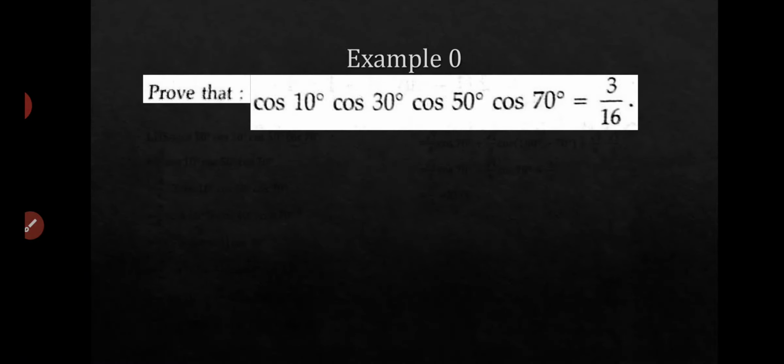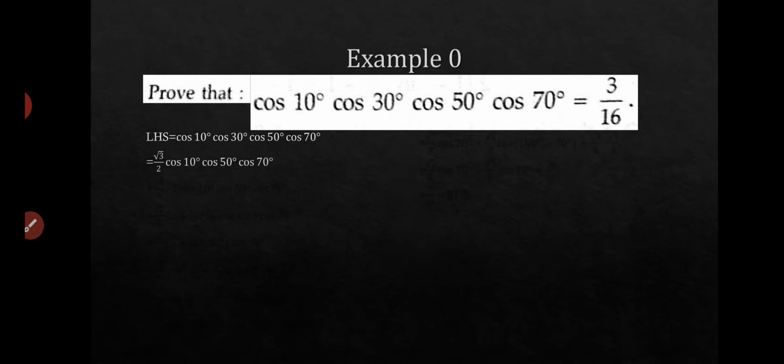Cos 10 into cos 30 into cos 50 into cos 70, that is 3 by 16. So we take up the LHS. So this is your LHS. Now cos 30 is the standard value which we already know, so we can just write the value directly, that is root 3 by 2. Cos 10, cos 50, cos 70.